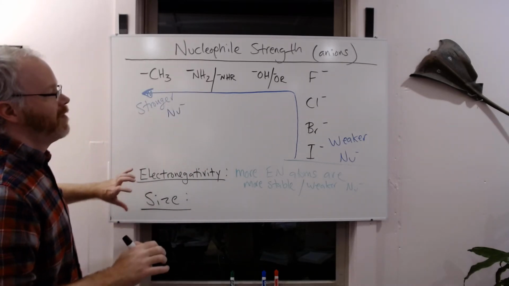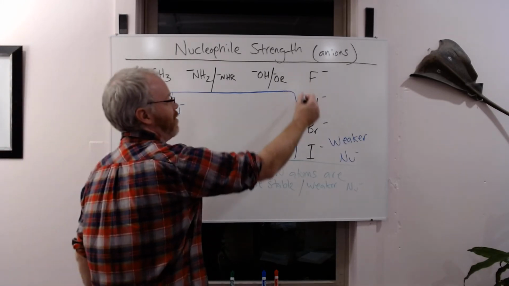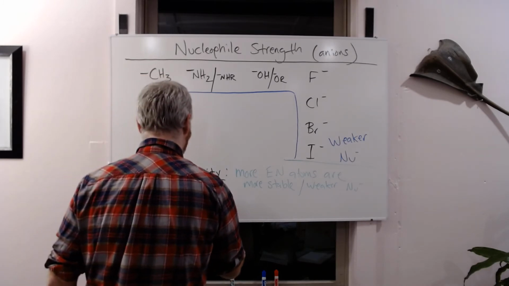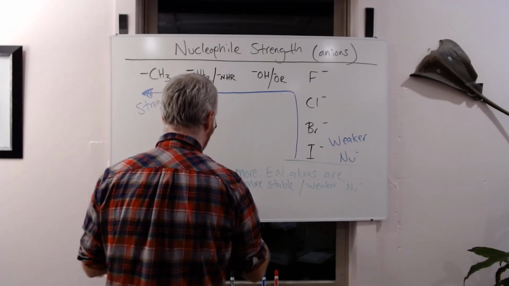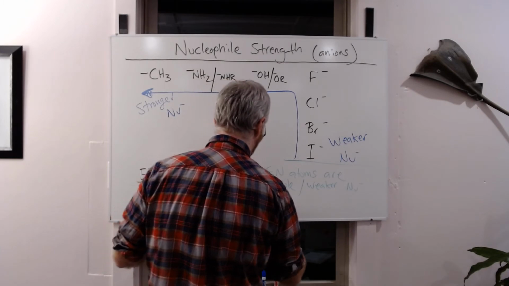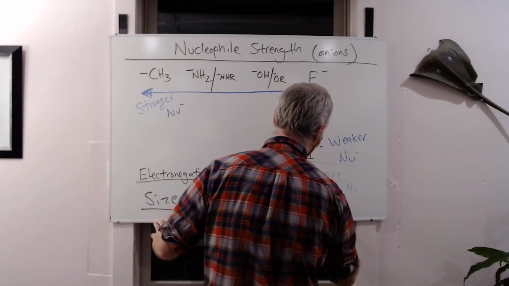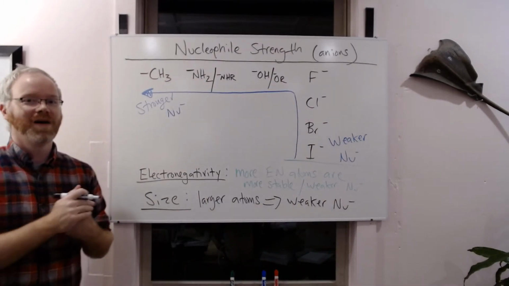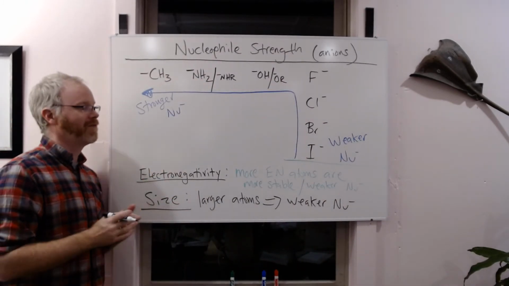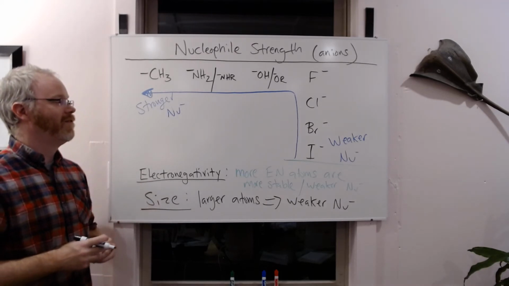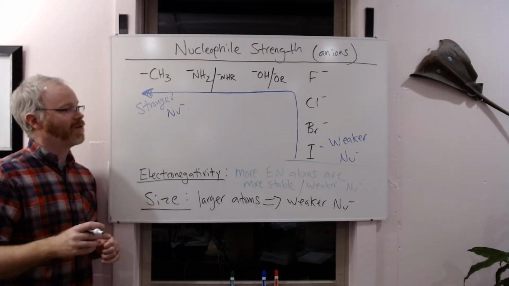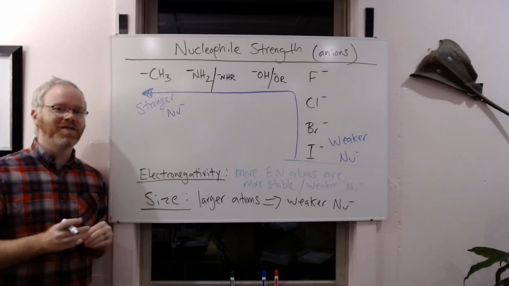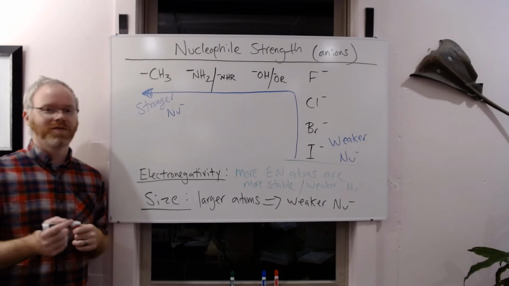And size effects is a little bit different. So as we go down, as they get larger, the larger atoms are weaker nucleophiles in general, right? So why is that? Why is the size effect? It's not related to the electronegativity quite so much. And it tends to come down to concentration of charge, right? And this works for a lot of different atoms.